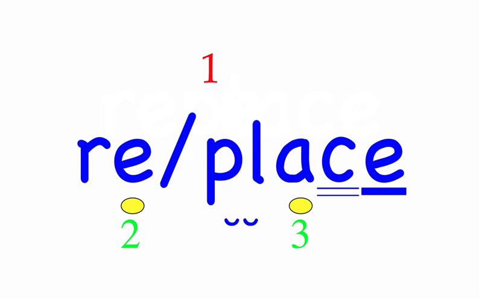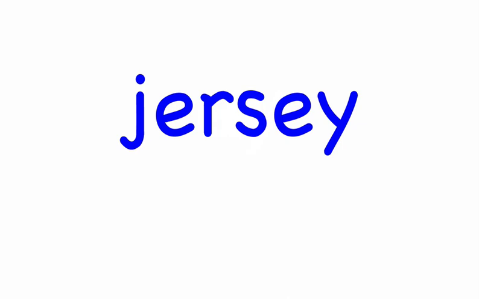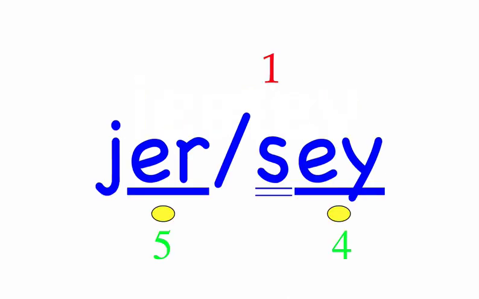Our final word is jersey. I tore my jersey in the game. First syllable, jer, 2 sounds. J, er. Sey, 2 sounds. Z, E. Jersey. Mark the word. Jersey. And this completes the dictation of words from lesson 477.